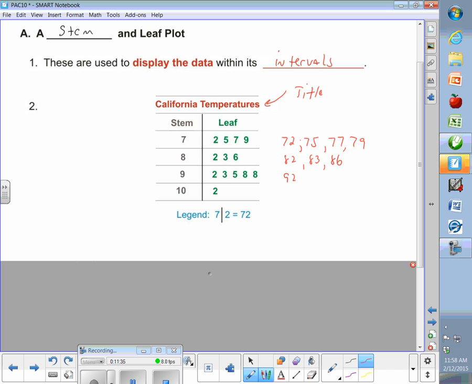The fourth is a 92, 93, 95, 98, 98. And what's the last piece of data, Devin? 102. 102. Okay? Which interval has the most pieces of data? Somebody raise your hand and tell me. Which interval has the most pieces of data?